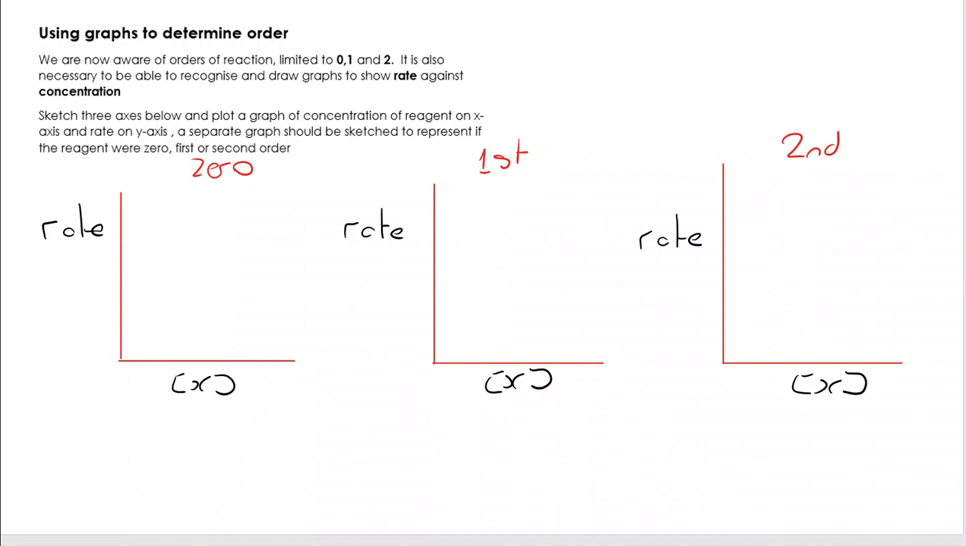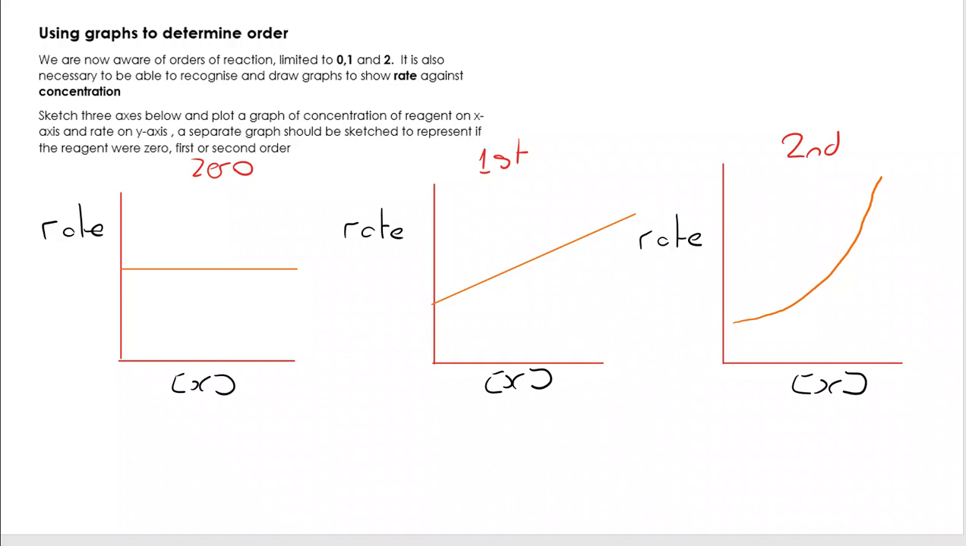Now, zero order, remember, changing concentration has no impact on rate. So it's really straightforward. It's a straight horizontal line. Whereas we're essentially saying that with a first order reaction, if doubling concentration doubles rate, trebling trebles, it's directly proportional. And that's represented by a straight line graph. But in second order, we are saying that if you double, it goes up by a factor of 4, treble goes up by a factor of 9, quadruple, rate goes up by a factor of 16. So the graph would actually look like this. You need to be familiar with the shapes of these to be able to recognize or sketch them.